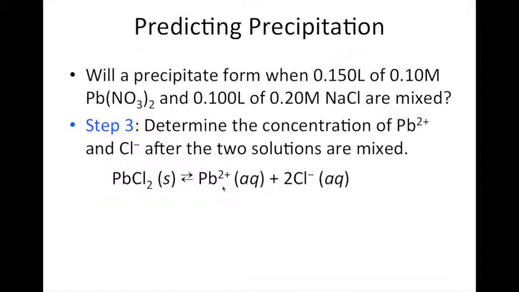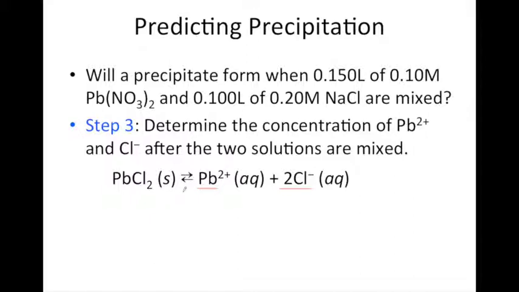Step 3, determine the concentrations of the lead and the chloride ion after our two solutions are mixed. Remember, if the concentration of lead(II) and chloride ions in our solution when we mix these two is very high, past our critical point, we'll get a saturated solution and we'll get a precipitate. If the concentration of lead and chloride is not high enough, and we'll discuss what that point is, then we will not get a precipitate.